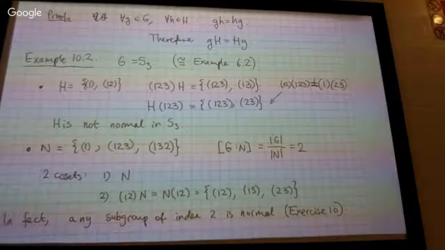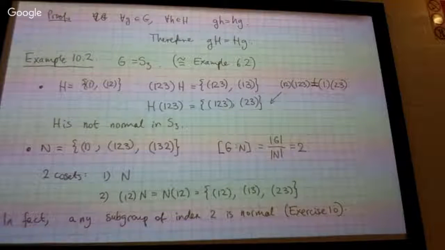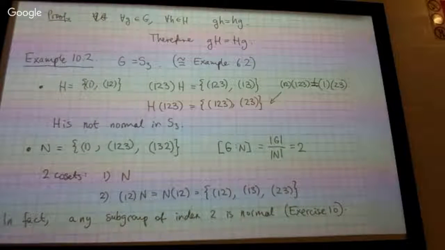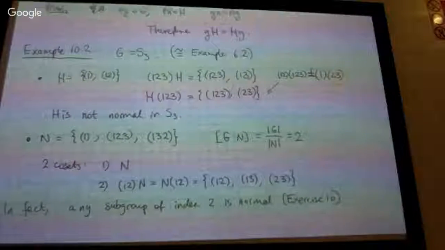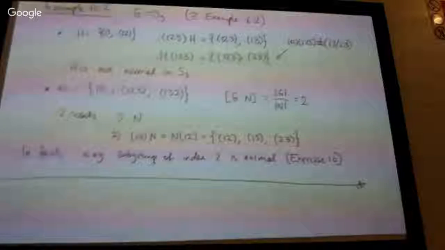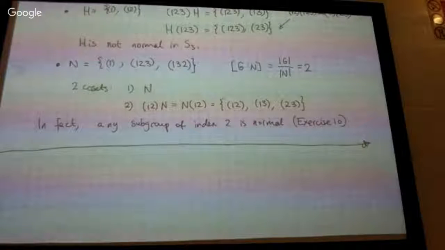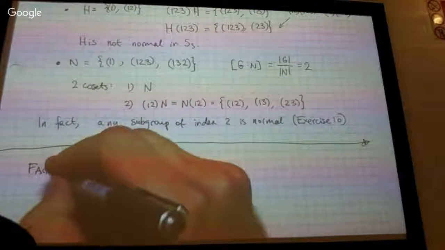Okay, we had examples. Now we should see some applications, something that they're useful for at the moment. The useful thing is what's called factor groups.